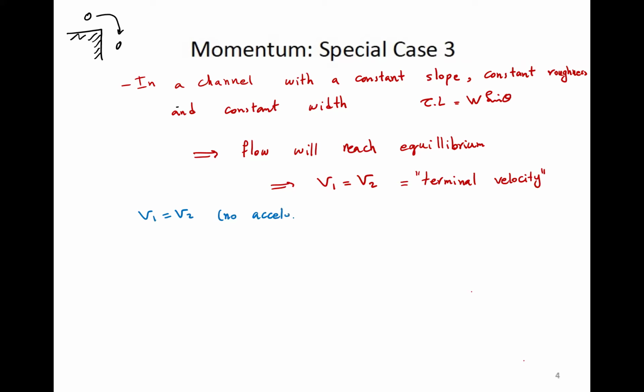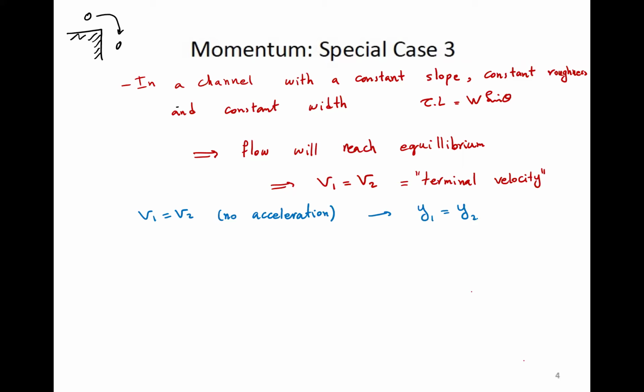Okay, so if V1 is equal to V2, that means we have no acceleration, because if velocity doesn't change, acceleration will be zero. And everything else is constant: discharge is constant, width is the same, slope is the same, everything is the same. As a result, Y1 will also be Y2. What does this one mean? This one means that you're traveling with the flow, but depth doesn't change.